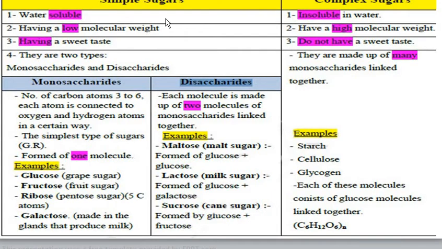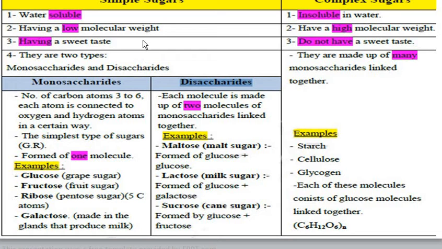Let's start with simple sugar. Like what, Ms. Dua? Like monosaccharide and disaccharide. What are the properties of simple sugar? They are soluble in water. If we put sugar or glucose in water, they are soluble. Opposite to the starch, which is a complex sugar, and is insoluble in water.